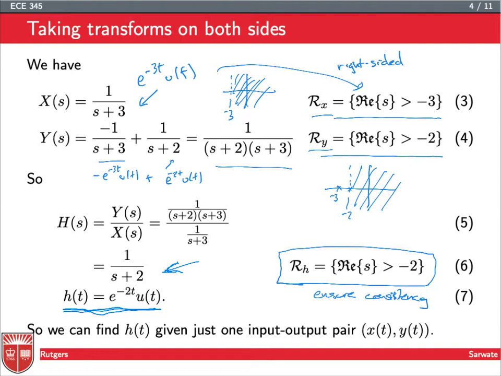So note what we've been able to do: given just a single input-output pair, a single x and a single y, we're able to compute h of t, the impulse response of the system. We didn't have to have a differential equation. We didn't have to have an explicit description of the system. This is essentially just black box access to the system.